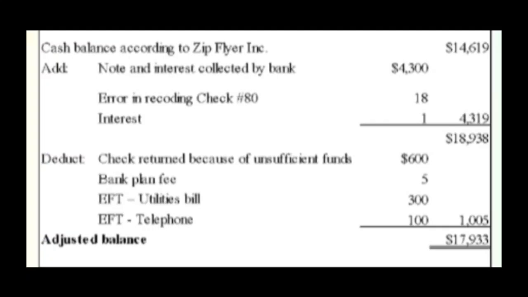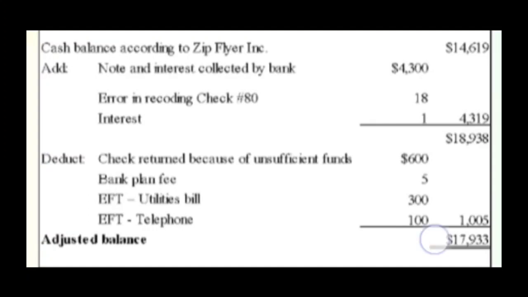Then bank service fee. The bank has deducted its fee, so you have to deduct it from your accounts as well. Then the utility bills were paid by the bank. You instructed the bank to pay your company's utility bills, and the bank has paid, so you will deduct it from your books as well. Then the bank has paid your telephone bills, so you have to deduct the telephone bills from your books as well to get the balance equal to the bank.